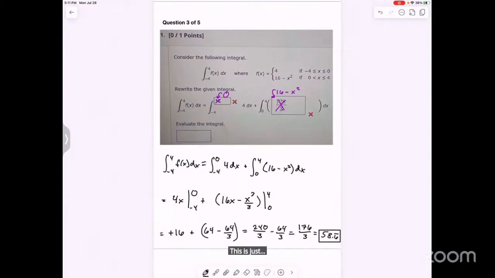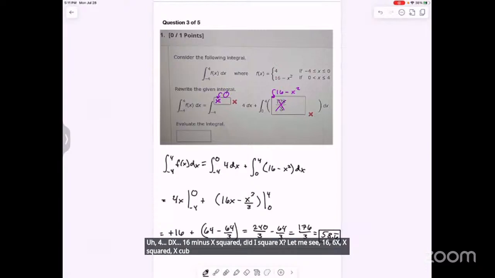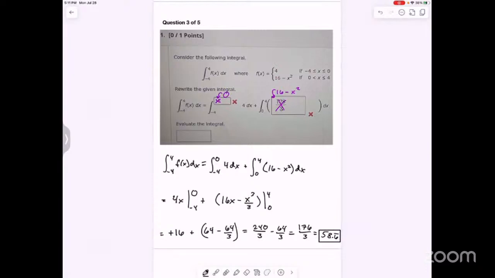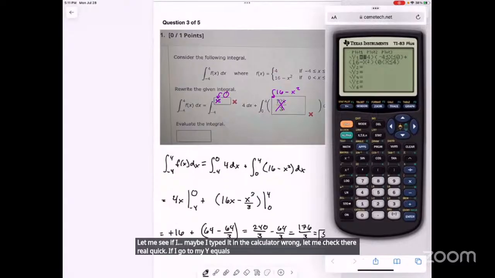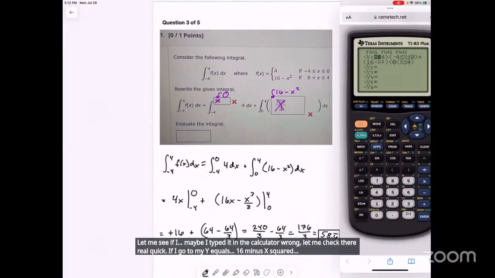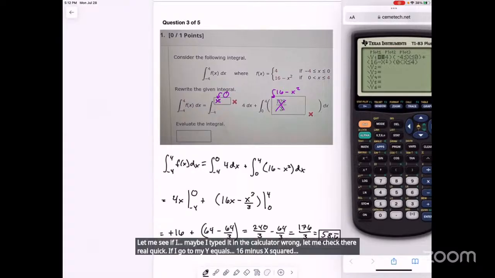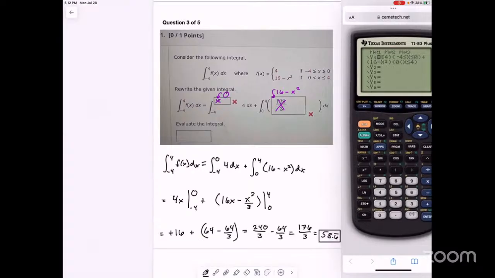Where am I making my mistake? Let me back up some more. 4 dx, 16 minus x squared. Did I square x? Let me see, 16x, x squared, x cubed over 3. Let me see if maybe I typed it in the calculator wrong. Let me check there real quick. If I go to my y equals 16 minus x squared. I gotta try to figure out why we are getting different results.